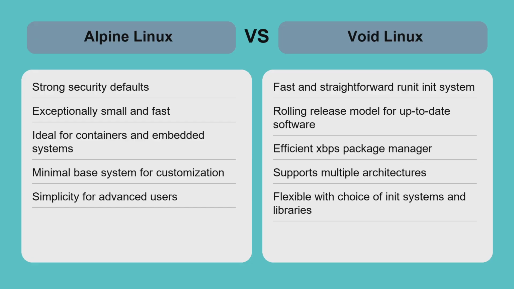general-purpose use and desktops. Alpine's static releases contrast with Void's rolling updates, so Alpine provides stability, while Void keeps software bleeding edge. For a lightweight server or embedded system prioritizing security, Alpine is a strong choice. For daily use or a customizable desktop with rolling updates, Void Linux shines. Each distro has trade-offs between security, compatibility, and update style, so the best choice depends on your specific needs.